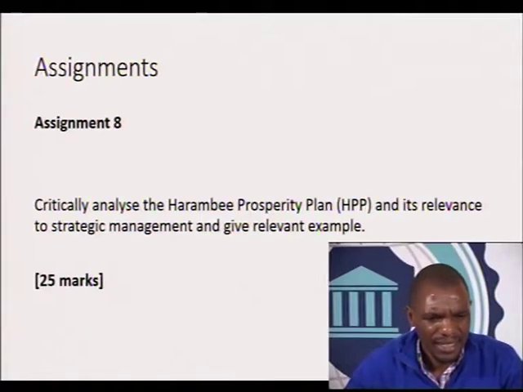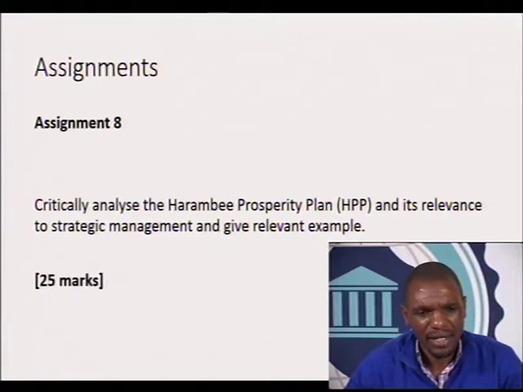Assignment 8, critically analyze the Harambee Prosperity Plan and its relevance to the strategic management and give examples. You realize that the president, when he took power, he actually took some elements of NDP4 and amplified them, and the amplification is contained in a document called the Harambee Prosperity Plan. And therefore, it's a well-written document, very well detailed. It's very interesting to read. I've read it a couple of times, and I keep on reading it.